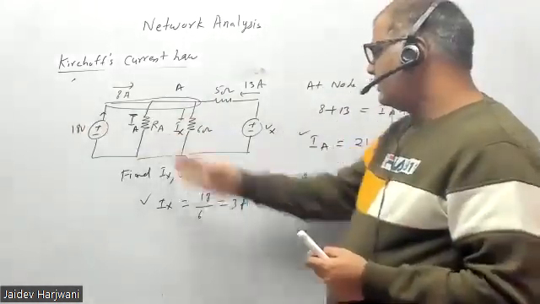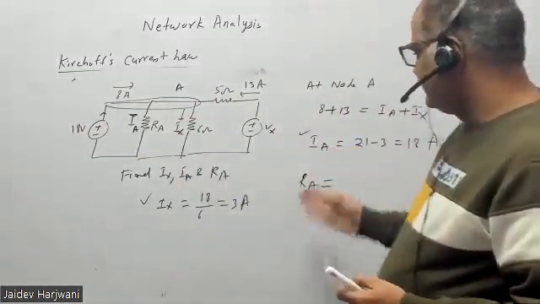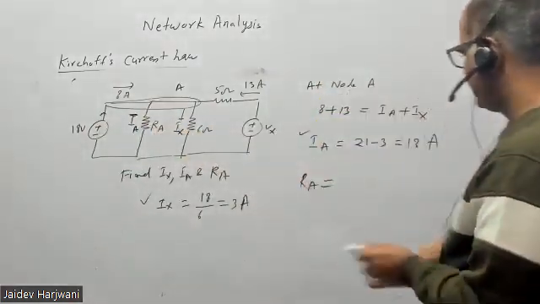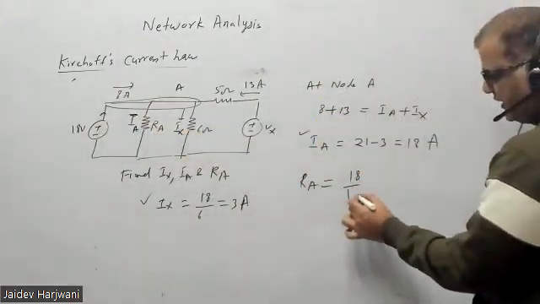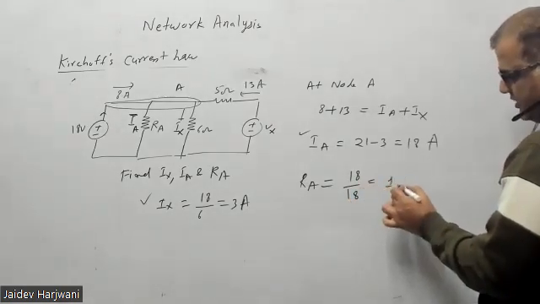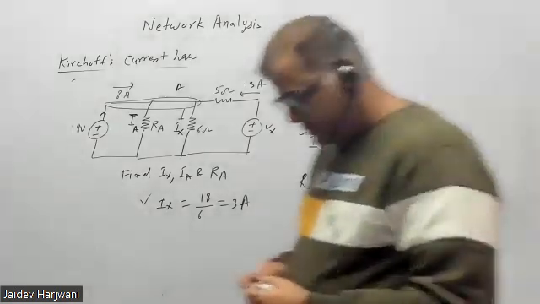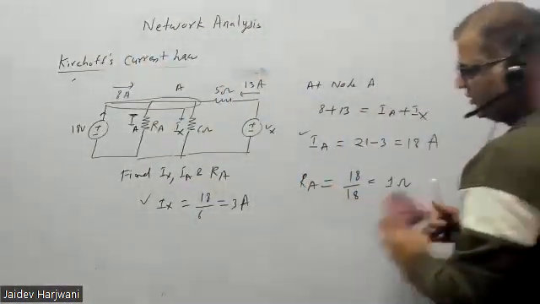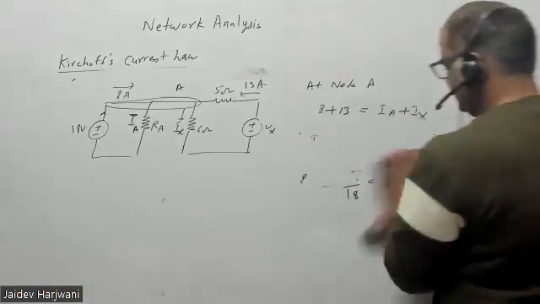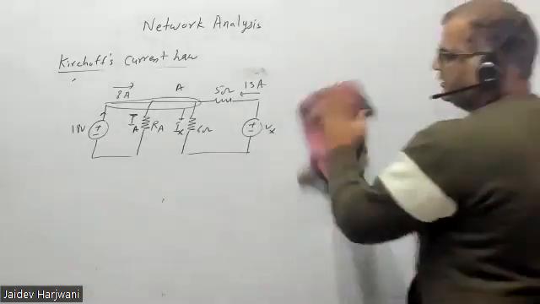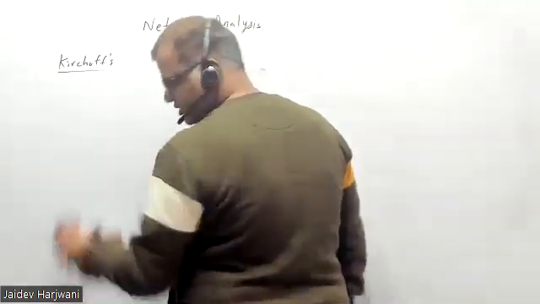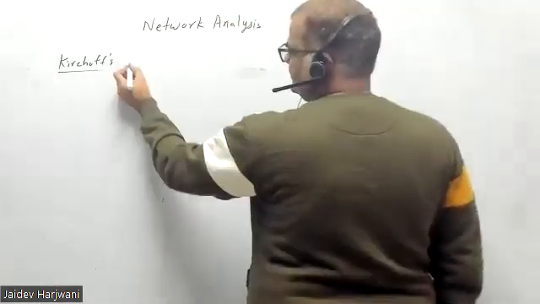So here you know IA is given. The voltage is parallel to this one, so you can find the RA. So RA will be 18 volt divided by 18 ampere, that is 1 ohm. Okay, so you have to look at the circuit carefully. So this is Kirchhoff's current law. Now next is Kirchhoff's voltage law.